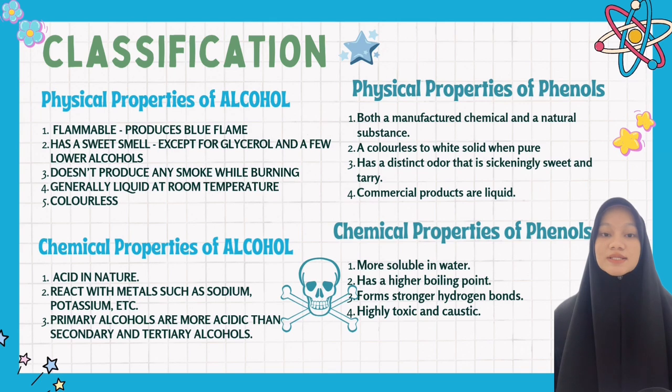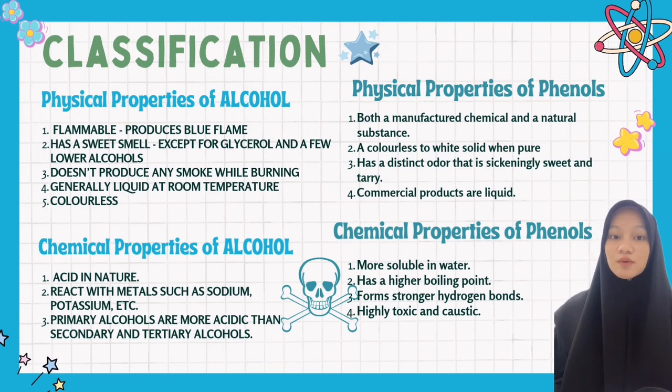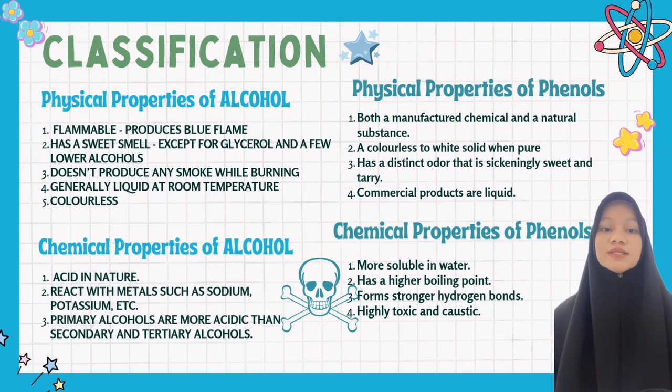Finally, let's discuss their chemical properties. Due to stronger hydrogen bonding, phenols are more soluble in water than alcohols. They have a higher boiling point. Finally, it's important to note that they are highly toxic and corrosive, so handling requires caution. Moreover, phenol acidity is much higher than alcohol since the phenoxide ion is stabilized by resonance.